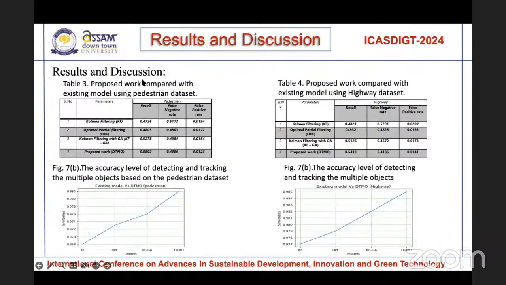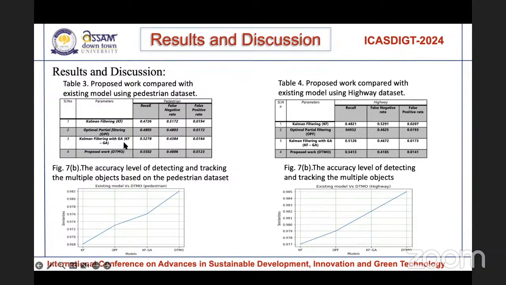Moving on to the proposed work, when compared to the existing models using the pedestrian datasets, the methods are Kalman filtering, optimal particle filtering, Kalman filtering with GA, and the proposed work DTMO. When it comes to KF, Kalman filtering, the recall value is 0.4726, the false negative rate is 0.5172, and the false positive rate is 0.0194. And when it comes to OPF, the recall value is 0.4805, the false negative rate is 0.4803, and the false positive rate is 0.0172.